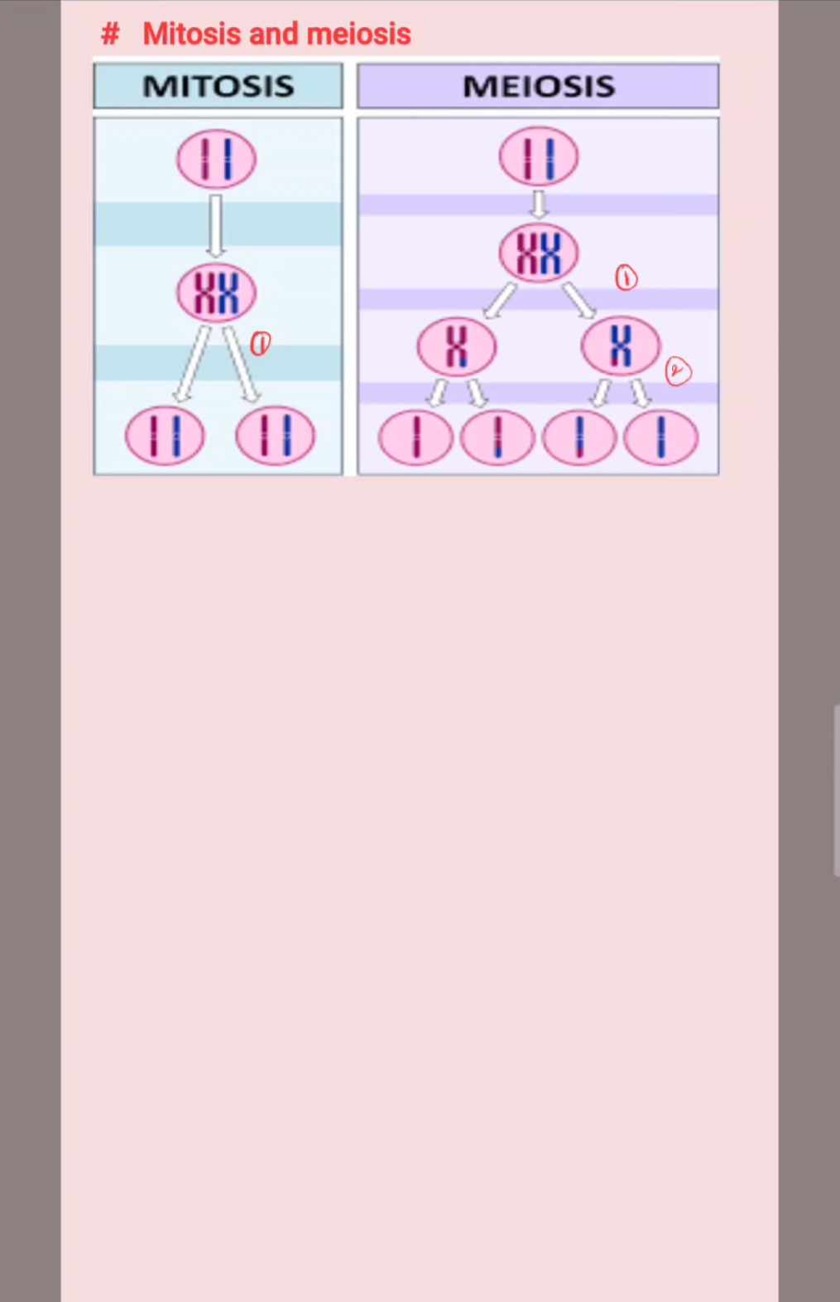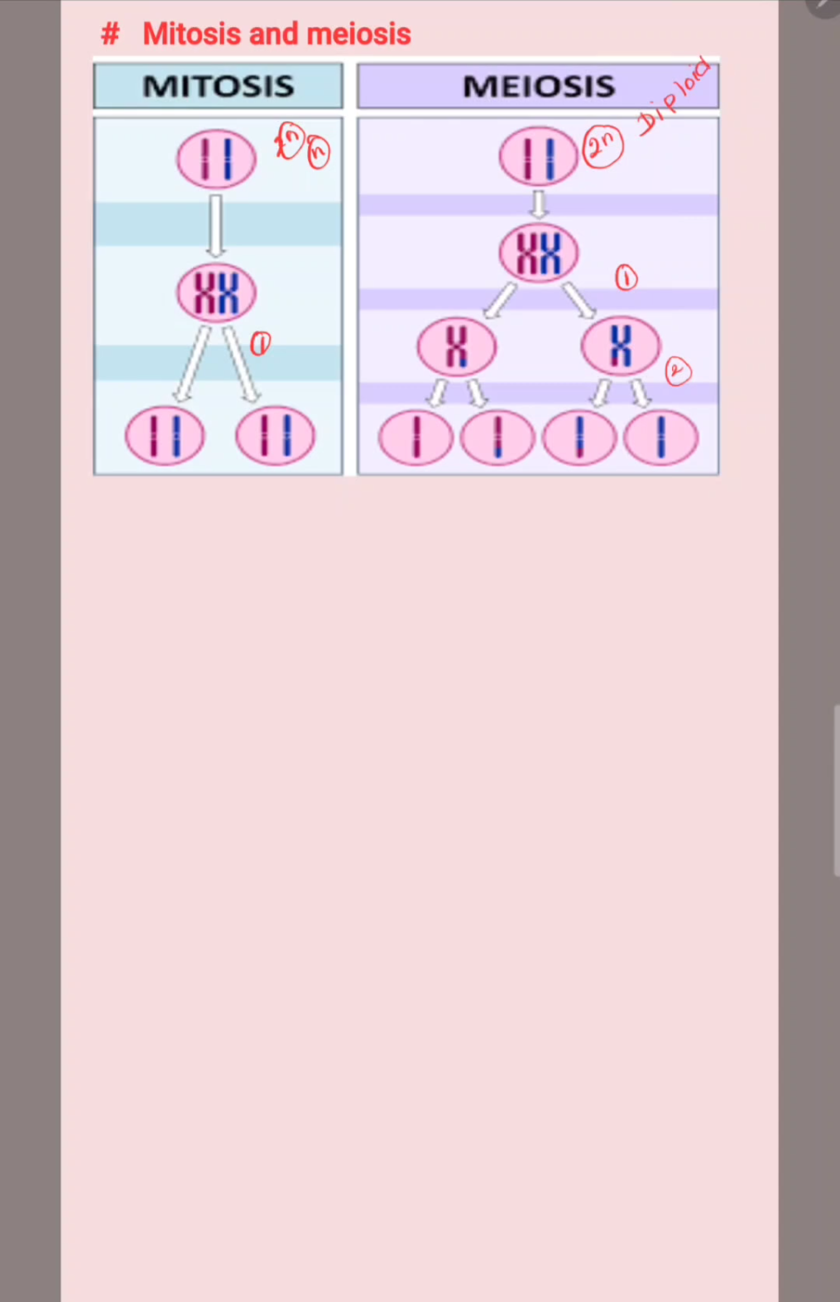Then the next one is that mitosis occurs in both diploid cells and haploid cells. මේ mitosis කියන එක 2n cells වලයි n cells වලයි both cells වල occur වෙනවා. ඒ කියන්නේ diploid or haploid. But meiosis happens only in diploid cells. Diploid cells වල විතරයි මේ cell division එක occur වෙන්නේ.